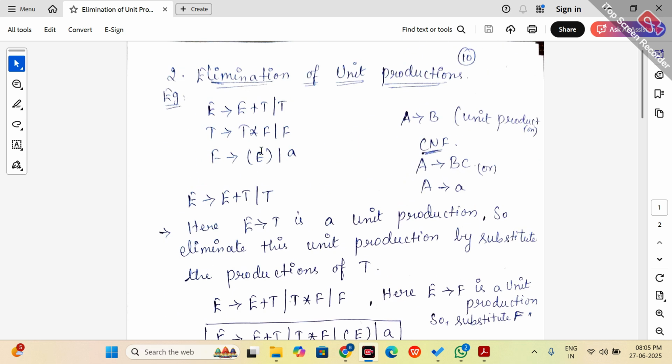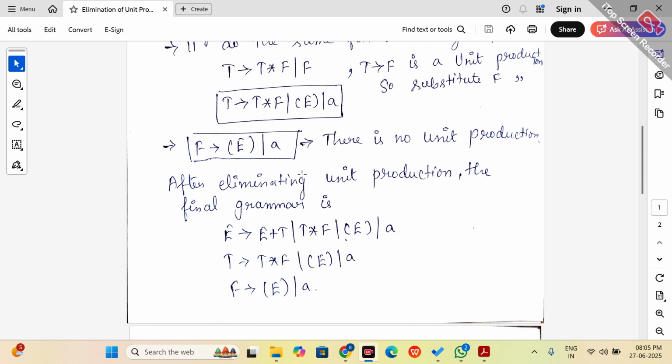Similarly, do the same thing for the remaining two productions. For the second variable T, T tends to T asterisk F. Here there is no unit production, but T tends to F is a unit production. So we have to eliminate this F by substituting the F production here. So T tends to T asterisk F.